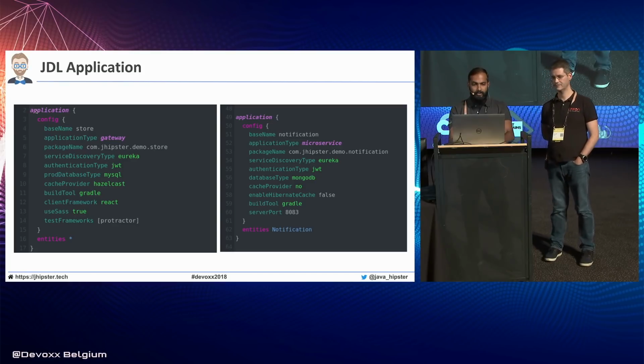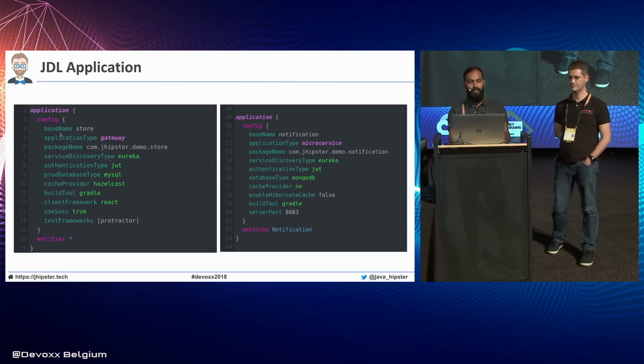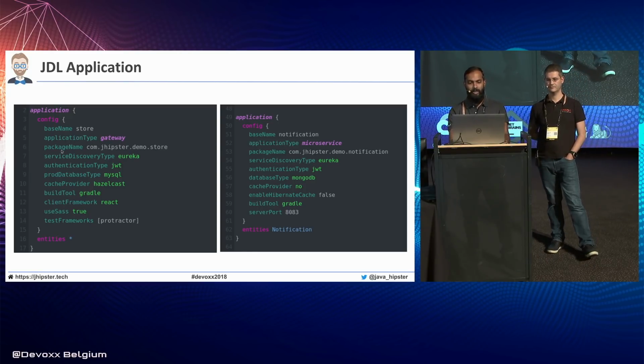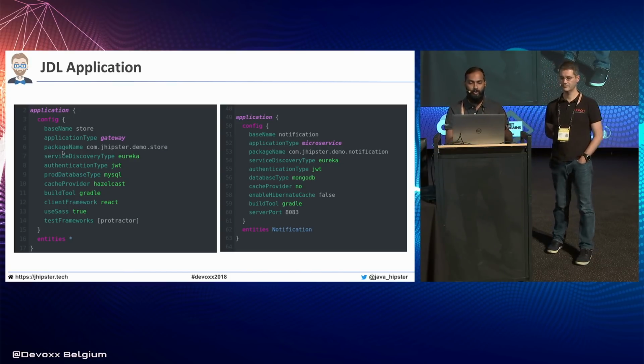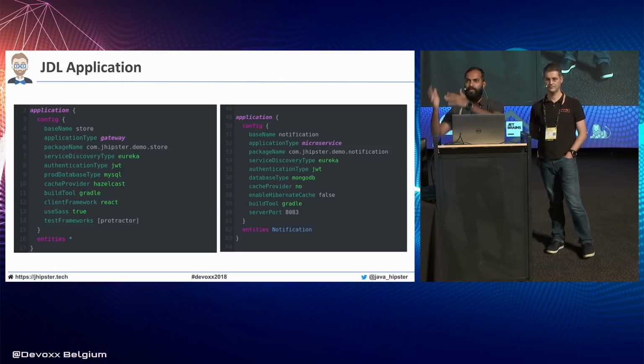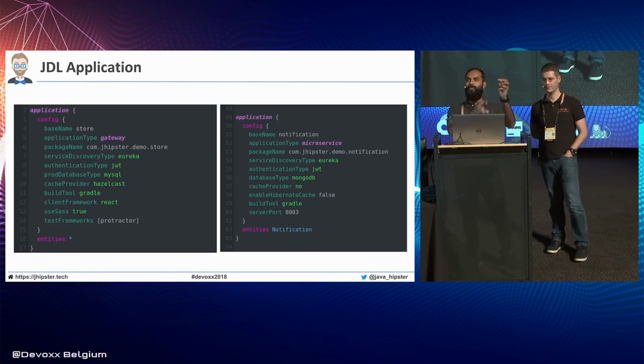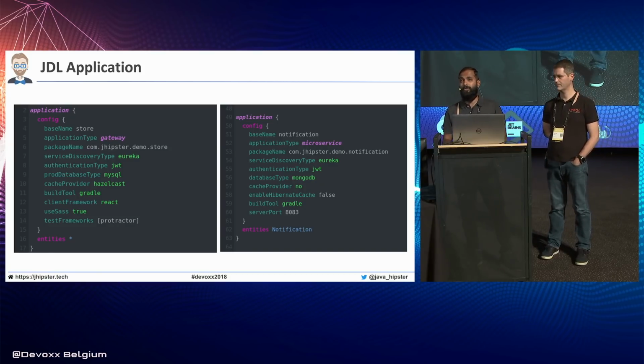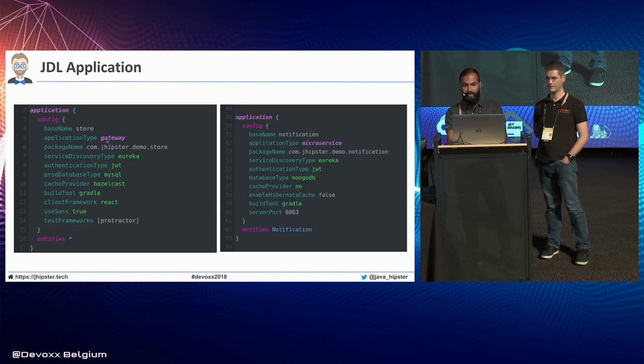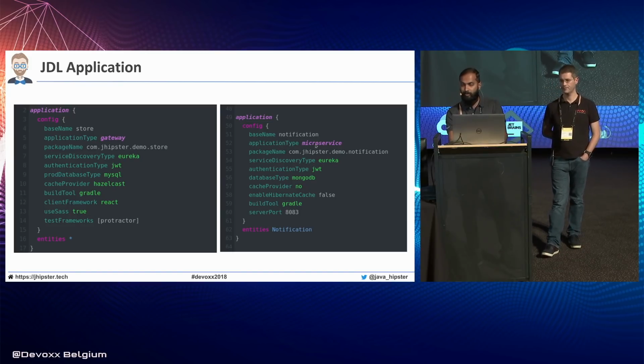With JDL, this is how you define an application. It's quite straightforward, nothing complicated about it. You have base names and an application type. From the documentation, you can clearly see what the supported properties and supported values are. So just mix and match. Sometimes some options might not work, but it's quite common sense to know what kind of options will work together. And if you're already using JHipster, you pretty well know what kind of options work with JHipster. So this is the store application, and this is the notification application. You can see the difference. The store is defined as a gateway, whereas notification is defined as a microservice.